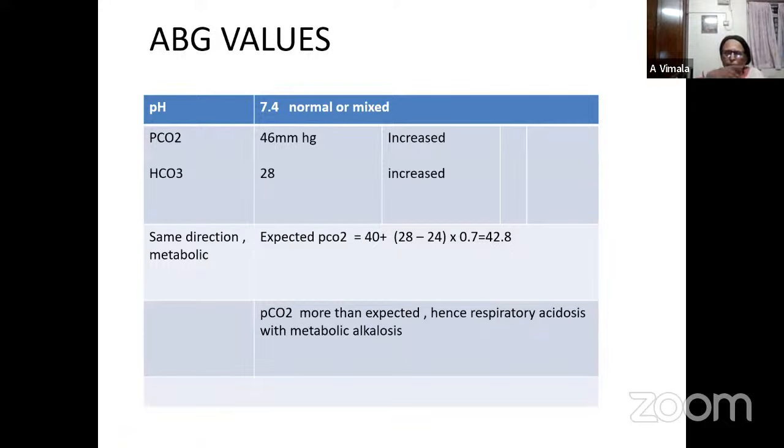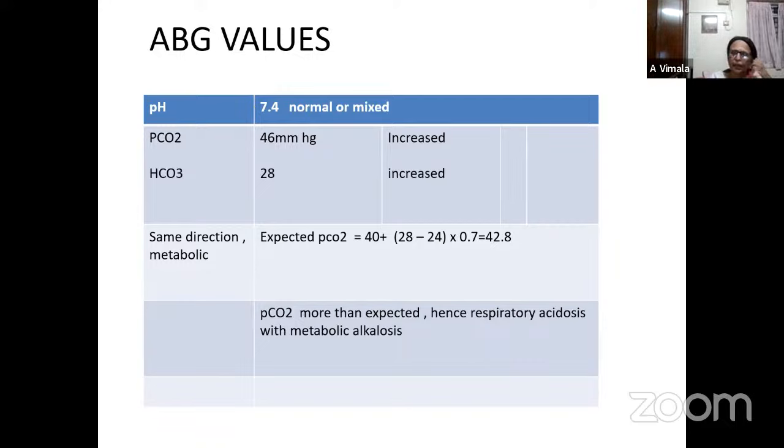pH is 7.4, PCO2 is 46, bicarbonate is 28. So we said the last class, we remember, right? Looking at the pH, you should never say it is normal. It can be either a normal pH or it can suggest a mixed acid-base disorder. So here the pH is 7.4, but if you look at the PCO2 and bicarbonate, both values are abnormal.